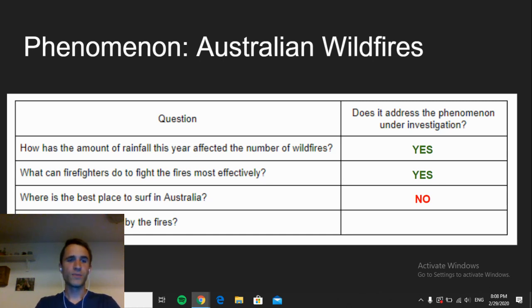And last but not least, are birds being affected by the fires? Yeah, this is also about the fires. So yeah, that would be a great question to ask. It does address the phenomenon that we're investigating right now.